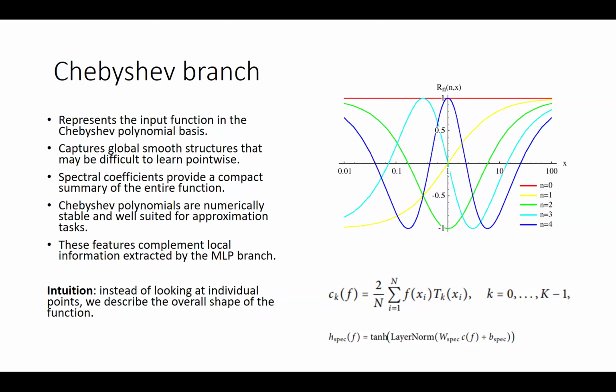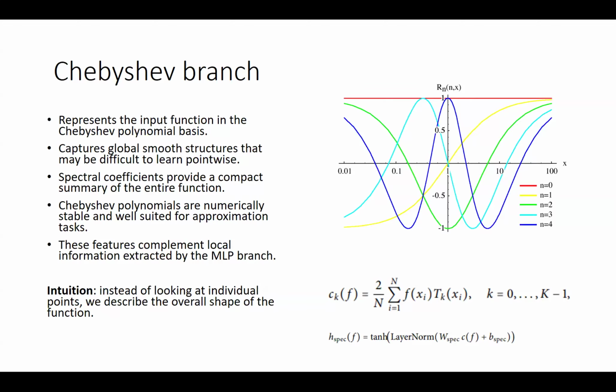As you can see in the formula, we compute the explicit Chebyshev coefficients, c_k. These coefficients give us a very compact summary of the global shape of the function. Next, we take this coefficient vector c_k of f and project it into a higher latent space. For that, we use a linear layer with weights W_spec. Then we apply layer normalization, and after that, hyperbolic tangent. So this gives us h_spec of f.